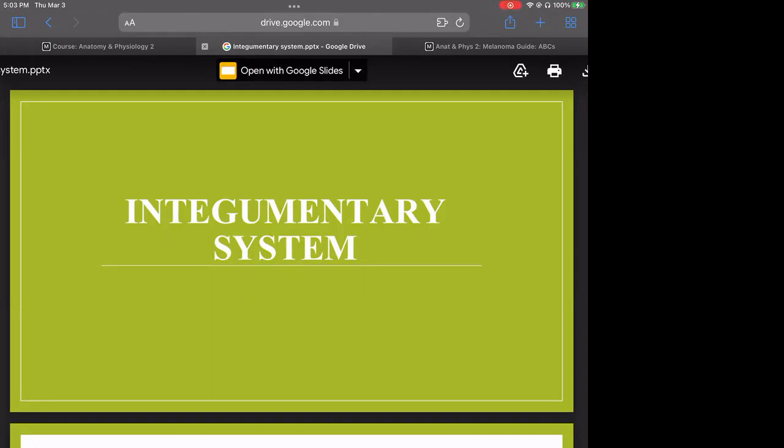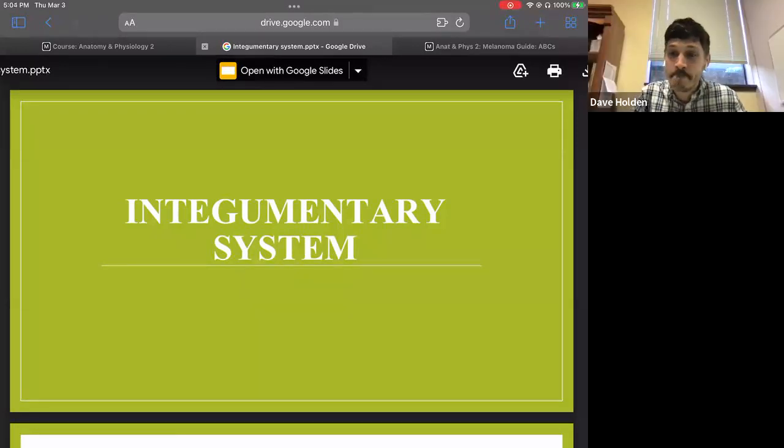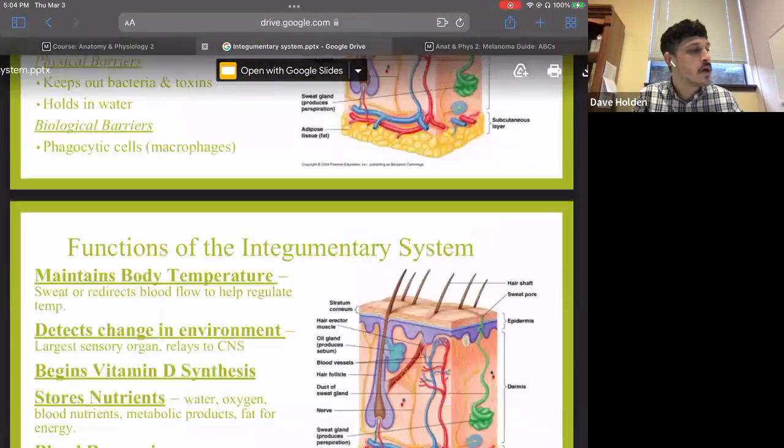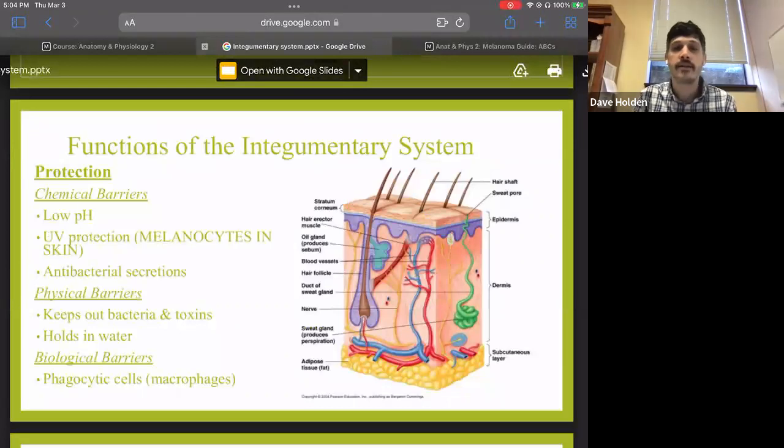All right, guys, so we are going to get started with the integumentary system. The integumentary system, as we know, is the system of the skin. So first things first, we'll talk about the functions of the integumentary system. And the skin actually performs a lot of functions. First would be protection. It protects us through a variety of ways.